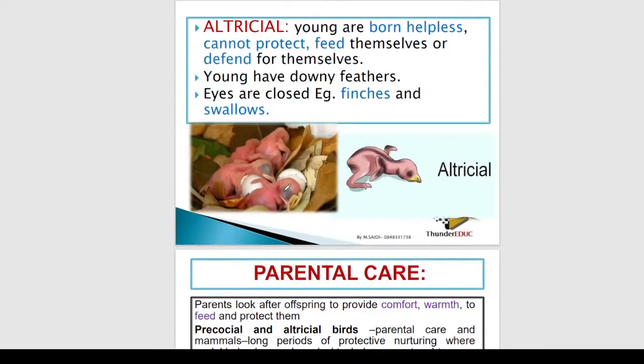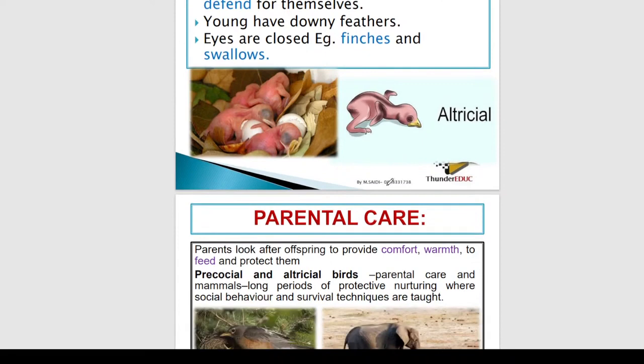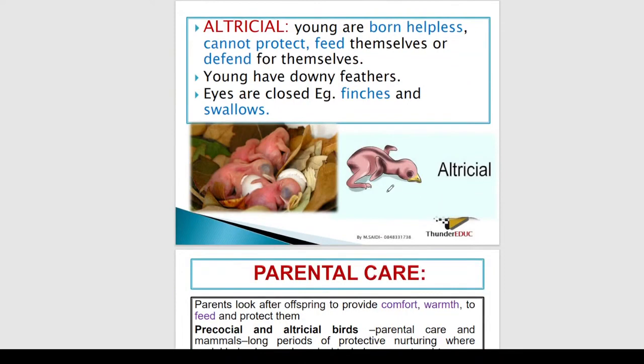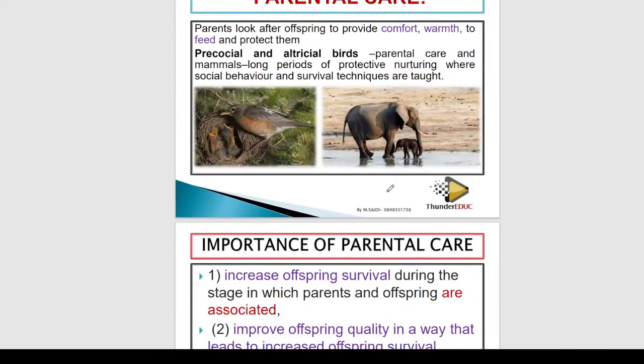Then altricial, eyes are closed. They are helpless. They are helpless. So it means that you cannot go to the paper without bringing either precocial or altricial. If we don't bring them in the theory, we're going to bring them in objectives because you can't miss it. Because this paper has fewer marks, it's not 150, and it combines everything. We can have 2, 3, 4 questions from there.